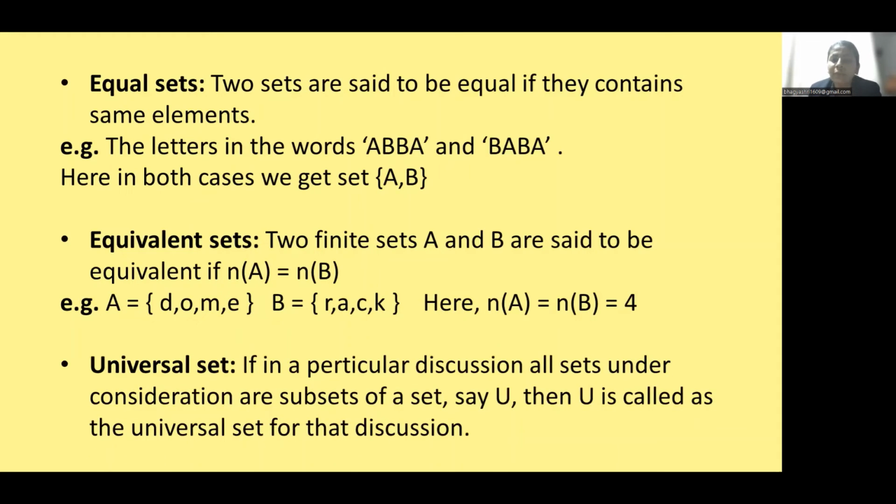The next point is universal set. If in a particular discussion all sets under the discussion are subset of some set, say U, then that U is called as universal set. म्हणजे आपण एखाद्या डिस्कशन मध्ये U हा जर सगळ्यात मोठा सेट आपण मानला आणि बाकीचे इतर सगळे जे त्या डिस्कशन मध्ये आलेले सेट आहेत ते त्या U चे जर सबसेट असतील तर आपण त्या U ला युनिव्हर्सल सेट असं म्हणणार आहोत.